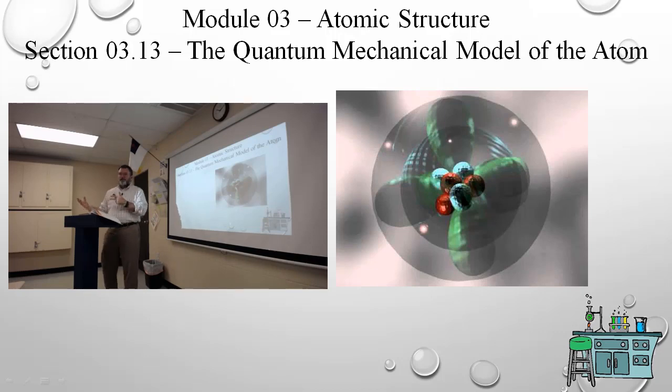And for right now, this is what we have as the best model, the quantum mechanical model. But it's not like Bohr's model. It's not two-dimensional with electrons orbiting in rings, racetracks, but rather it's a three-dimensional shape, and it shows not where the electrons will be, but where the electrons will probably be.